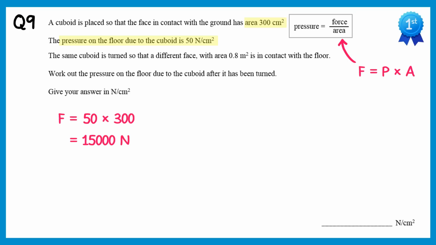Now we need to imagine that the cuboid is turned so the area is different. It's now 0.8 meters squared.